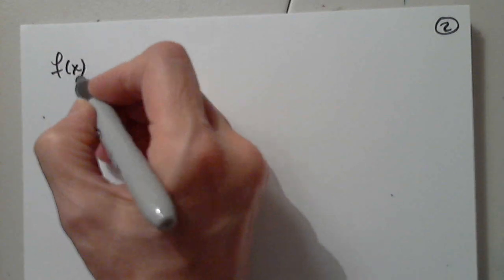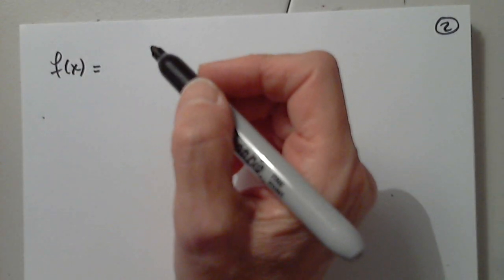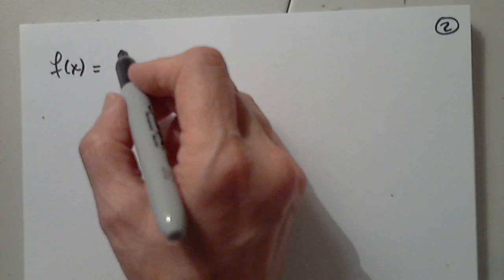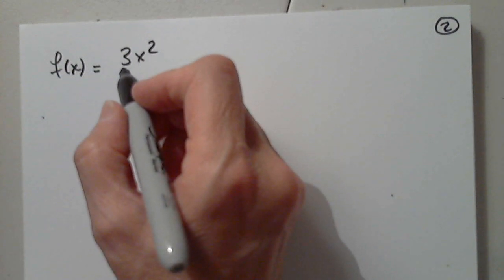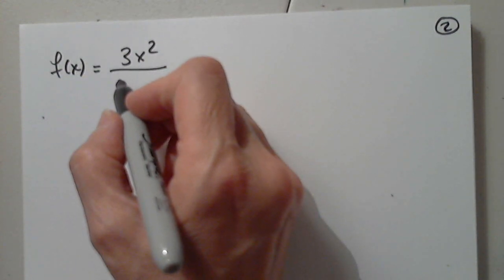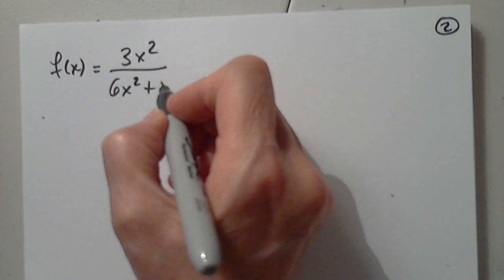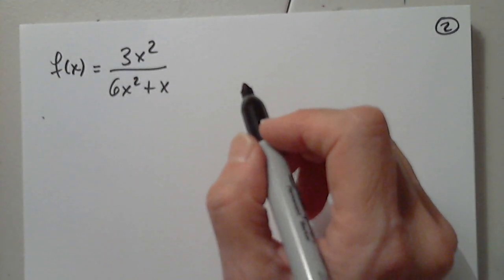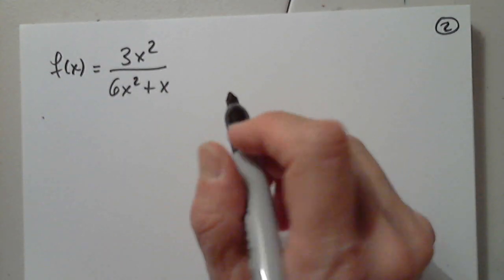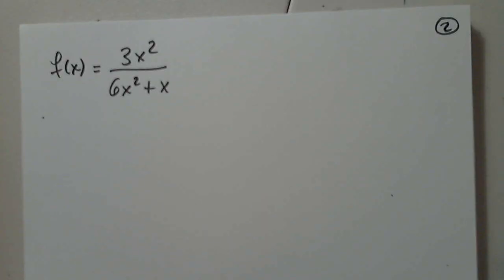It was f of x equals 3x squared over 6x squared. I see it. So determine the horizontal asymptote of each function. That's all we are asked to do. So this was exactly what we just did.